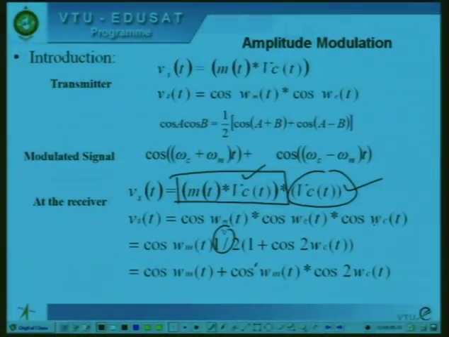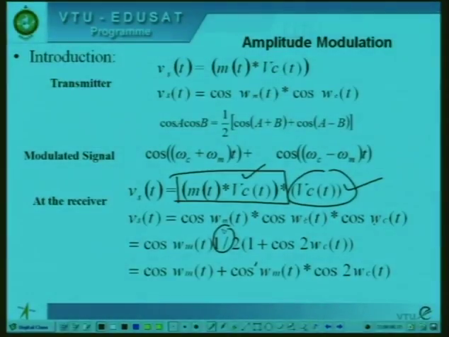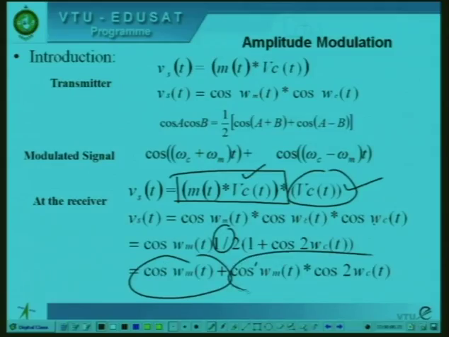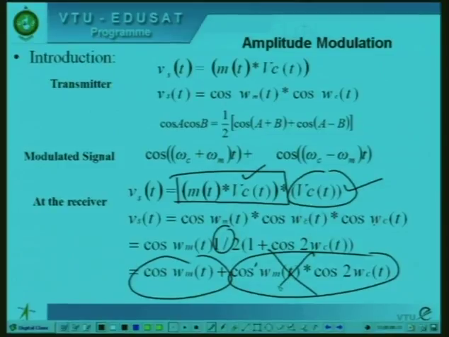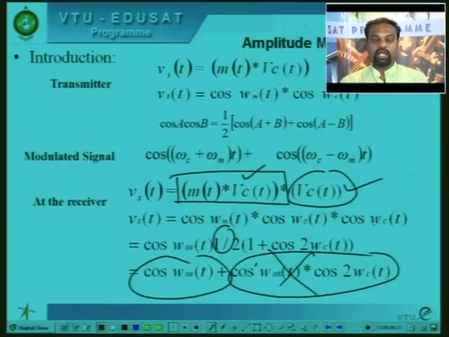So the mathematical operation performed at the receiver, multiplying the incoming signal by cos of omega ct, which is the carrier signal available at the receiver, gives us omega mt as one of the signals, and another frequency which is translated by twice. Now in this expression, cos omega mt plus cos omega mt into cos of 2 omega ct, we can remove the second term using a low pass filter and only retain the first, so we get back omega mt.